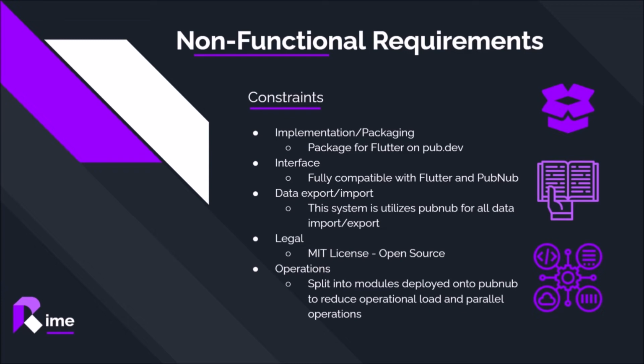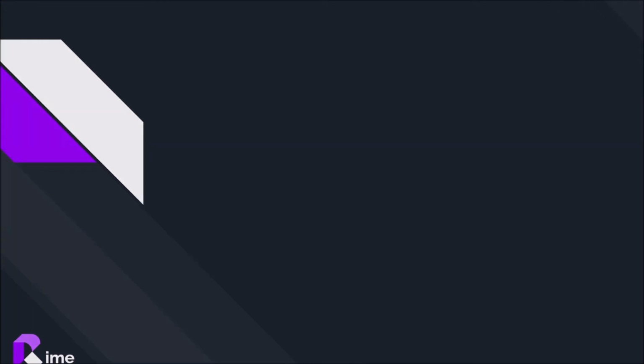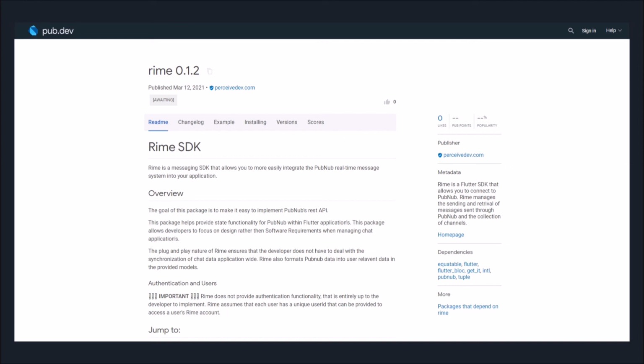After all testing and licensing requirements were met, we deployed the package to PubDev, allowing developers to use the Dart package manager to import and use Rime within their application. The Rime package is supported by the Dart package manager and is posted on PubDev. The package page shows developers all they need to know when getting started with Rime. As of Rime version 0.1.0, the package currently supports all platforms supported by Flutter, including web, iOS, and Android.